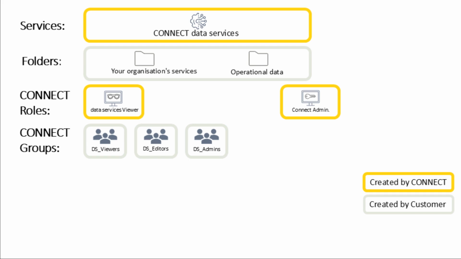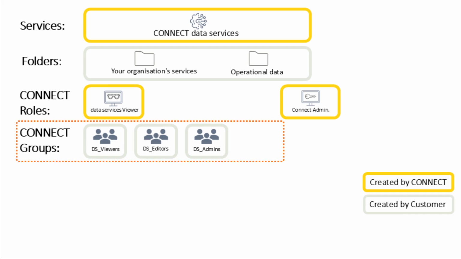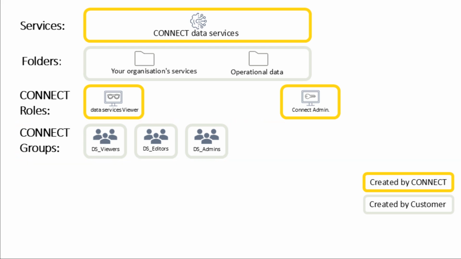Start by creating groups in Connect for data services viewers, editors and administrators. You can add users into these groups in Connect at the end of the setup process. You do not need to add roles to these groups. Next, let's look at how you add groups in Connect.